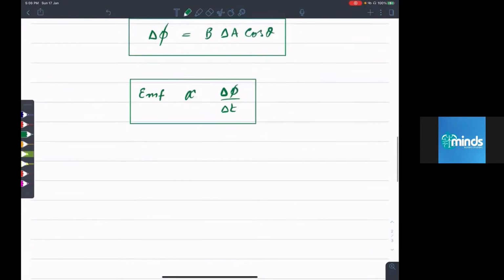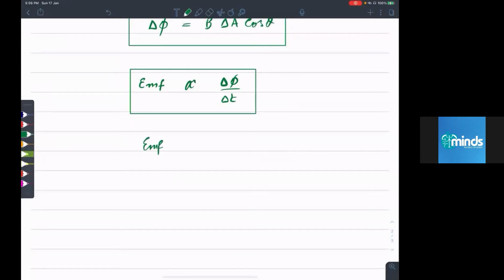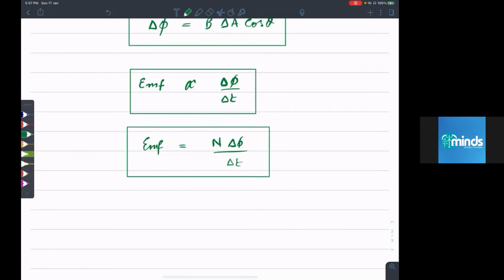Whenever we convert proportionality into equality, we need to put some constant. That constant is basically N, and N is the total number of turns. So what is induced EMF? Induced EMF is given by N delta phi over delta T, where EMF is the induced EMF, N is the total number of turns, delta phi is the change of flux, and delta T is time. So can I say induced EMF is directly proportional to the rate of change of flux?